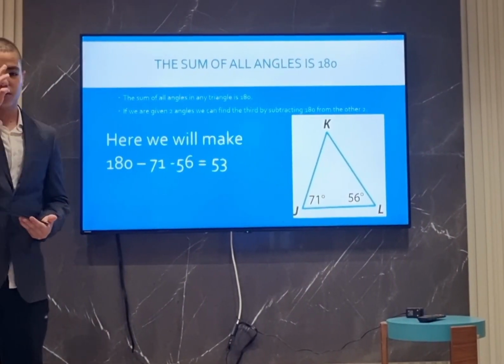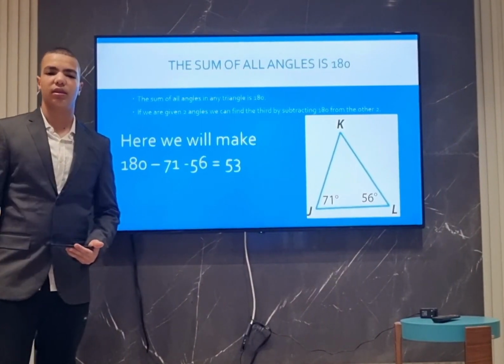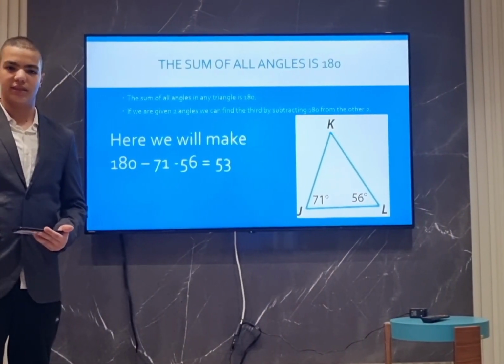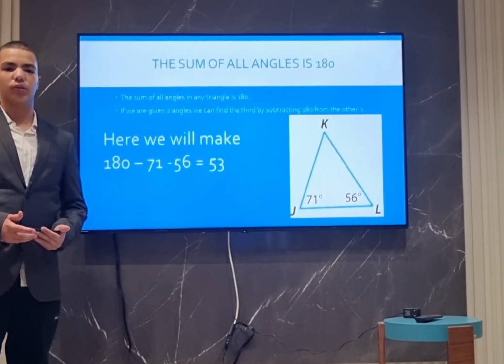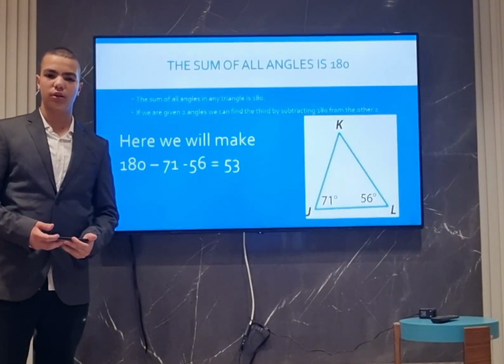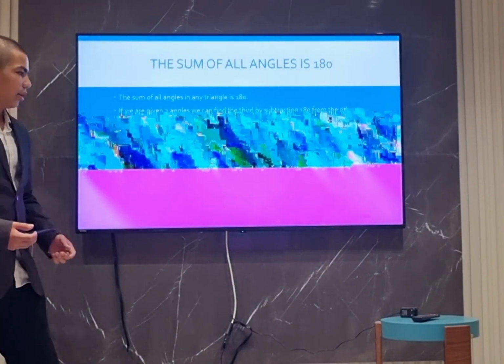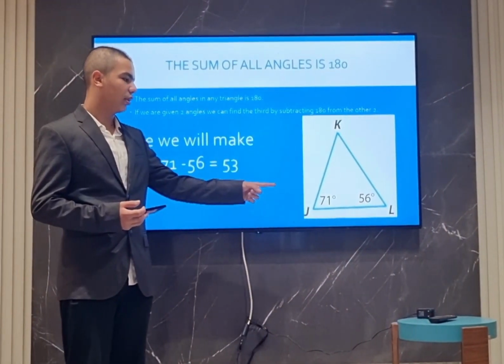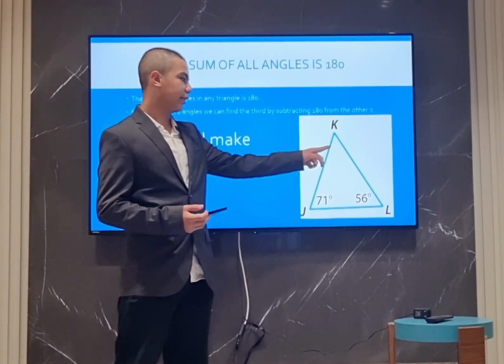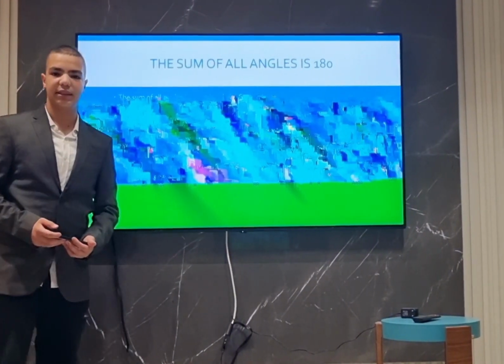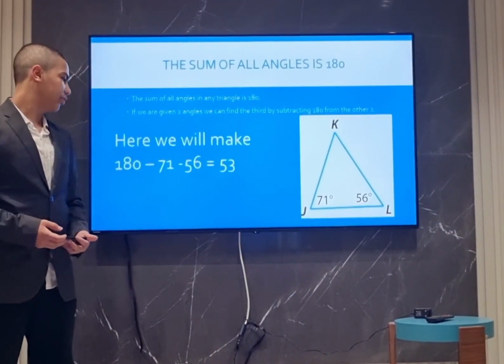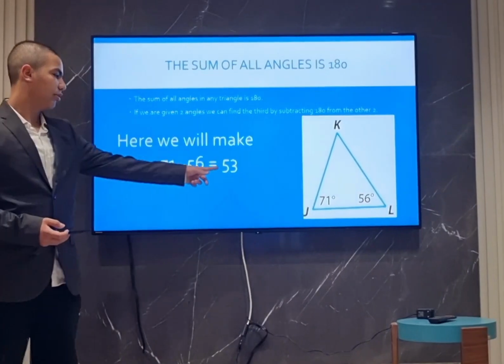Okay. The sum of all angles in a triangle is 180. So if we are given two angles and we want to find the third one, we do 180 minus the two angles that are given. Like this triangle, we have 71 and 56. To find angle K, we do 180 minus 71 minus 56, and the answer will be 53.